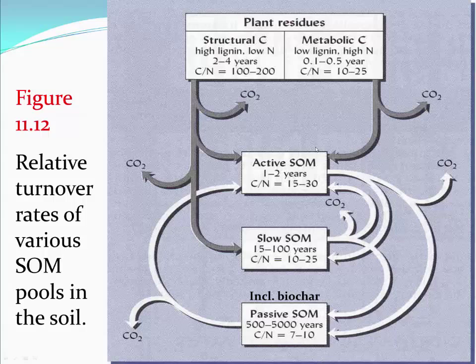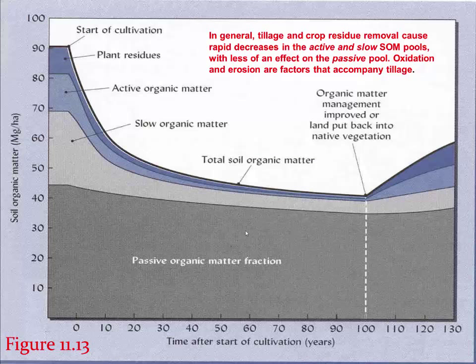And this graphic shows those three different pools and their average length. The active pool, 1 to 2 years, it's gone. Sometimes not even lasting 1 year. The slow pool may last for a couple of decades to in the hundreds of years. But then the passive pool is the one that lasts for longer than our lifetimes and builds up in the soil and is stable.